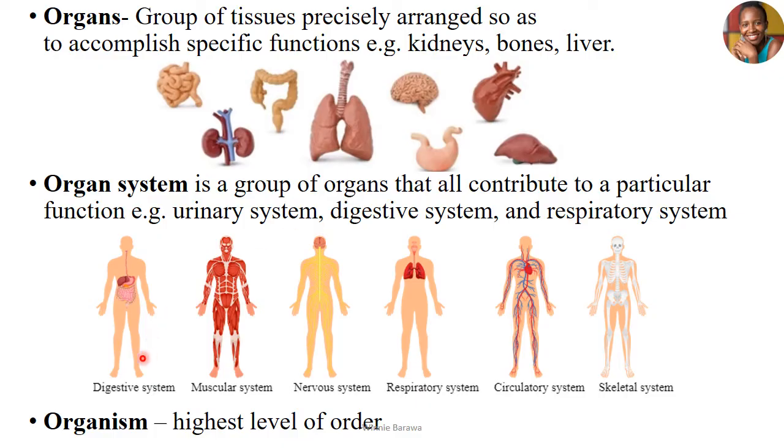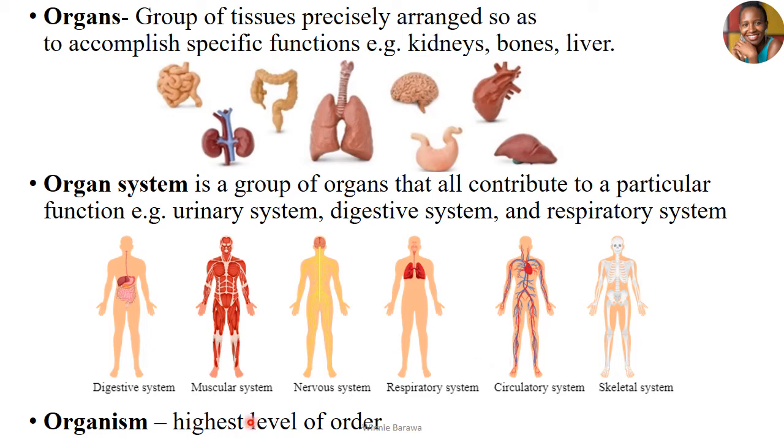On our illustration here, we have the digestive system, which is mainly for breaking down our complex food substances into simple ions that can be absorbed. This system is composed of structures, for instance, the esophagus, the liver, the stomach, small intestines, large intestines, completing at the anal area. Then we have the muscular system, the nervous system, respiratory, circulatory system, and the skeletal system.